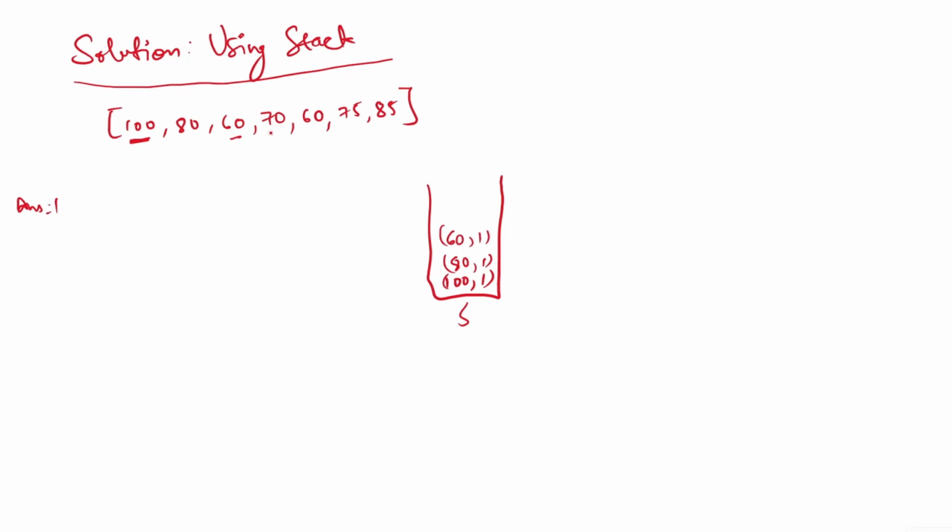Now when I come to 70, starting from answer equals 1, I see 60 is smaller. So I will pop this, and 60's answer is 1, so I will add 1 plus 1, 2. Now I see, is 80 smaller? No, it is not smaller. Then I return this 2, and before returning I will add this to my stack, 70, 2. Now for 60, is this smaller? No. So I will add 60, 1.